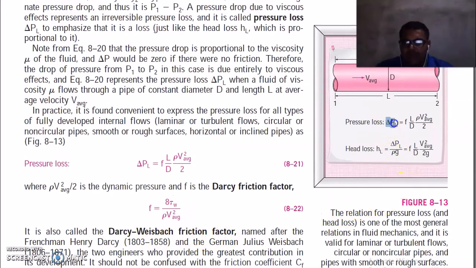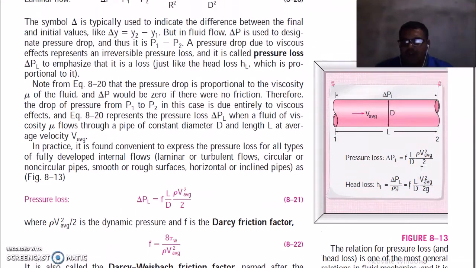Now this is pressure loss. If you divide this by density and gravity, you will get the unit of meter, which is called head loss. So in terms of loss, we will say pressure loss, or we will also say there is a head loss of this much amount, whose unit is meter.